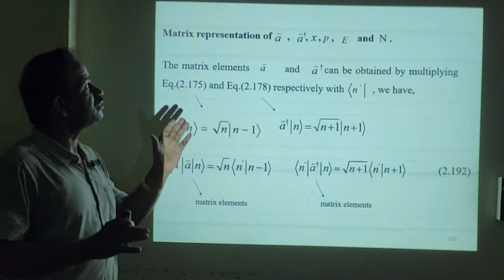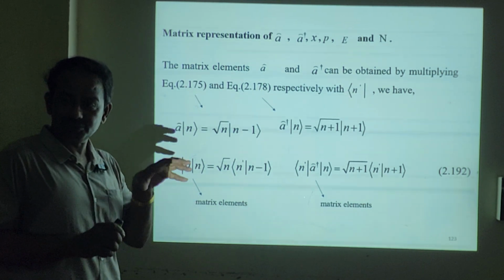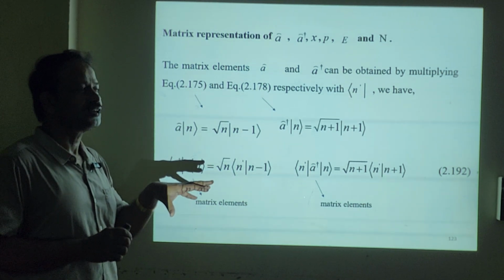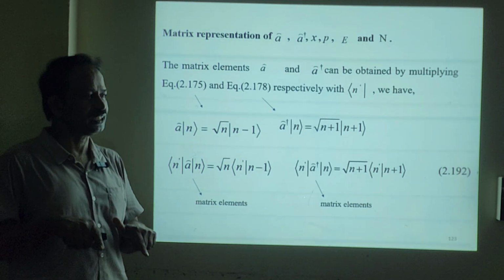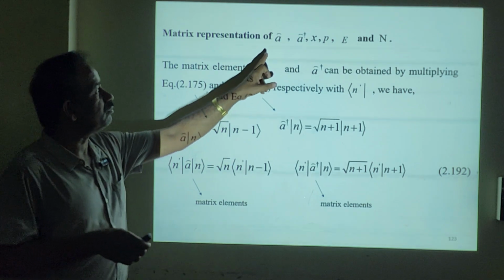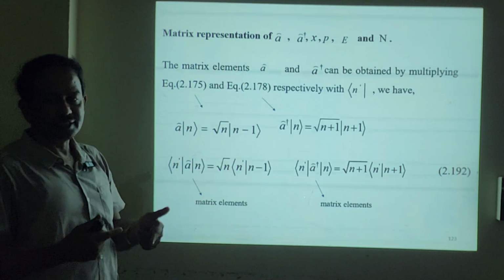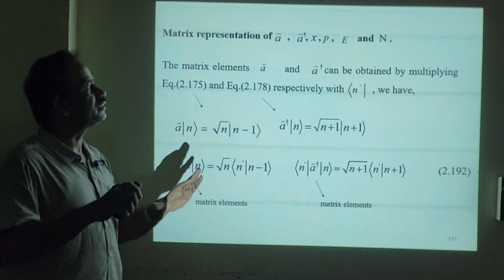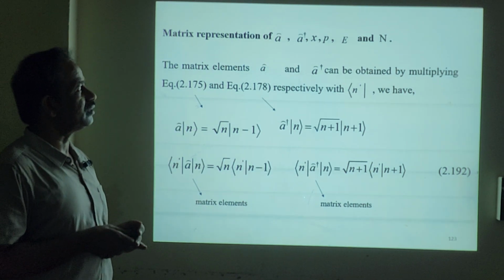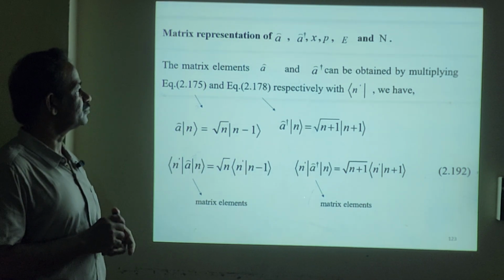Now the last section is matrix representation. This is a very important thing. So we used matrix formulation, matrix mechanics, using bracket notation, and we have solved for A dagger, X, P, E and L. So we will discuss the matrix representation of all these parameters.